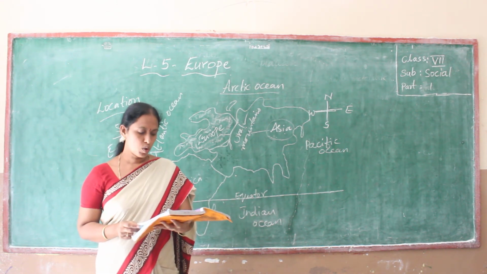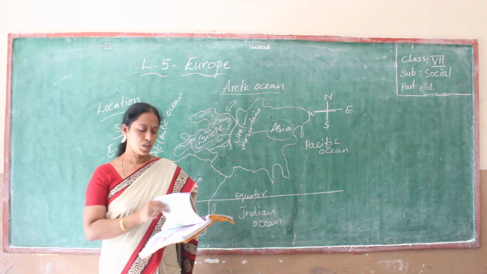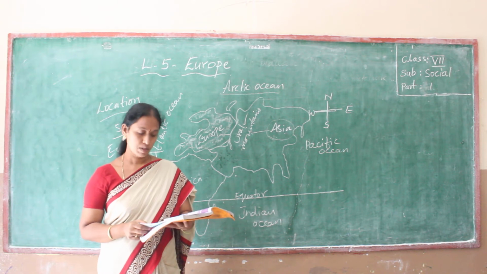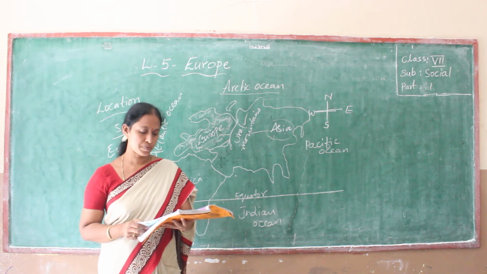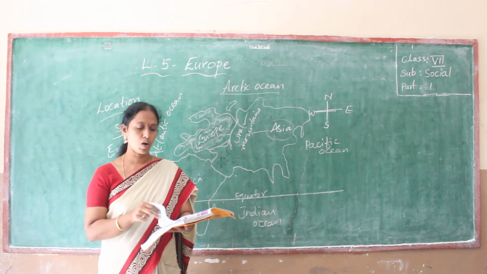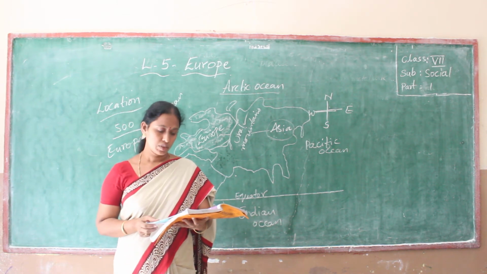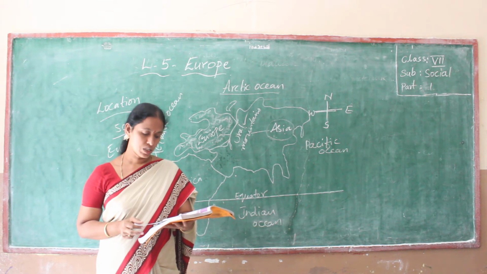The Alps are the most important mountain ranges of Europe. Which are the more important mountain ranges in Europe? The Alps. They are covered with snow all year around. All year, these mountains are covered with snow.